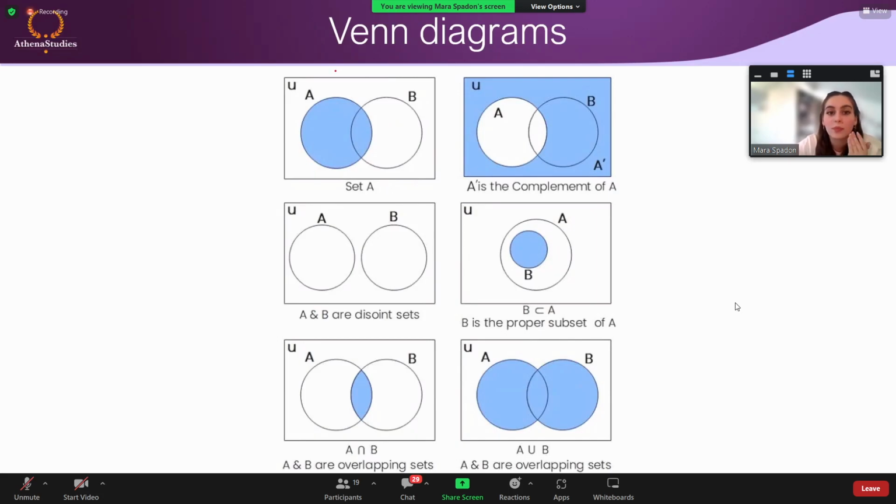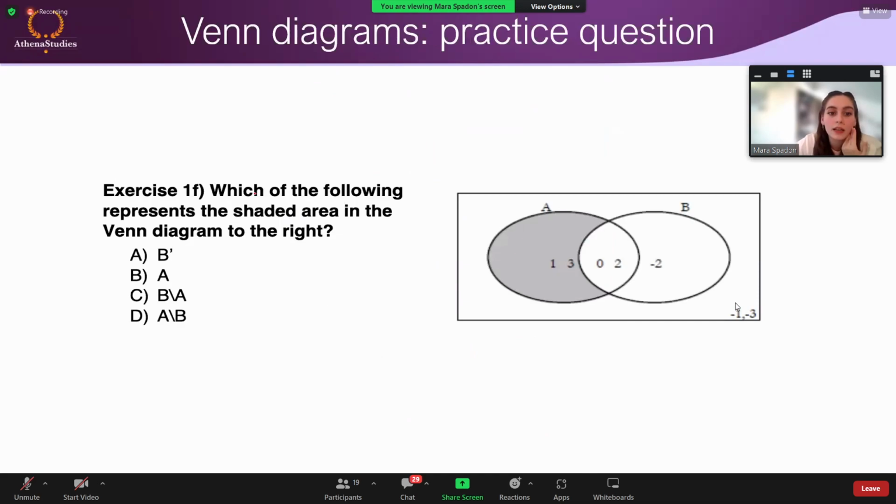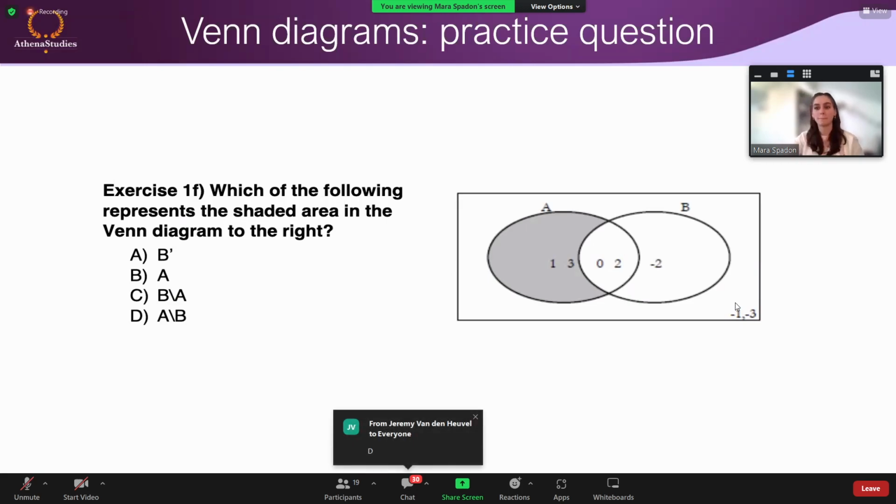So if we try a practice question here, it asks which of the following represents the shaded area in the Venn diagram. So tell me in the chat, what do you think? We have this shaded area. So what does it represent in our case? Is it A? Is it B minus A? Is it A minus B? Or is it the complement of B? Okay, I'm seeing D.